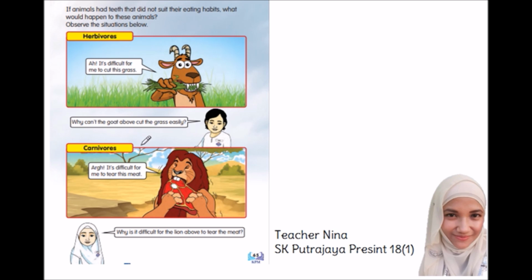Now look at the second situation for carnivores. Example here is a lion. And the teeth also. It's weird looking at a lion with big incisors instead of canines. It's difficult for me to tear this meat. Why is it difficult for the lion above to tear the meat? What do you think? It's pretty easy, right?